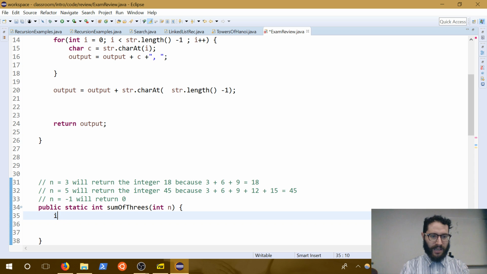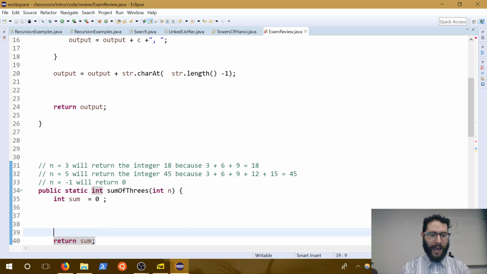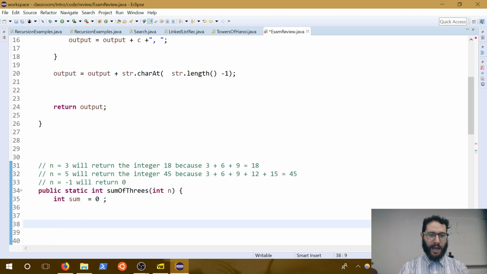So this one is one where we have to do a running sum. Int sum is equal to 0. Return sum, and what we're doing is that we're adding the 3's to it. And this one's not too bad. We want to add together the first n multiples of 3. So int i is equal to 1; i is less than or equal to n; i plus plus.